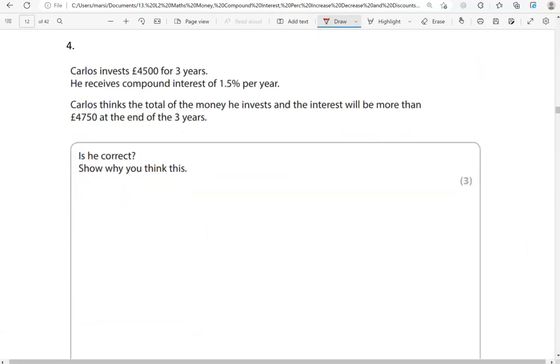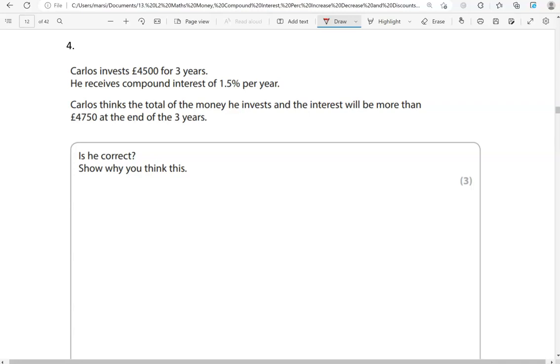Carlos invests £4,500 for 3 years. He receives compound interest of 1.5% per year. Carlos thinks the total of the money he invests and the interest will be more than £4,750 at the end of the 3 years. Is he correct? Show why you think this.